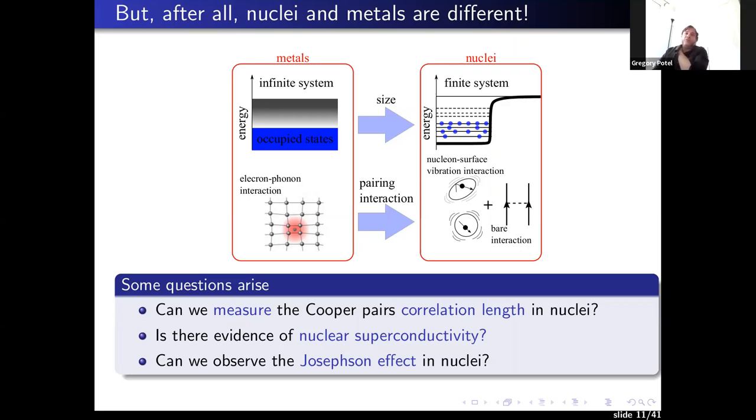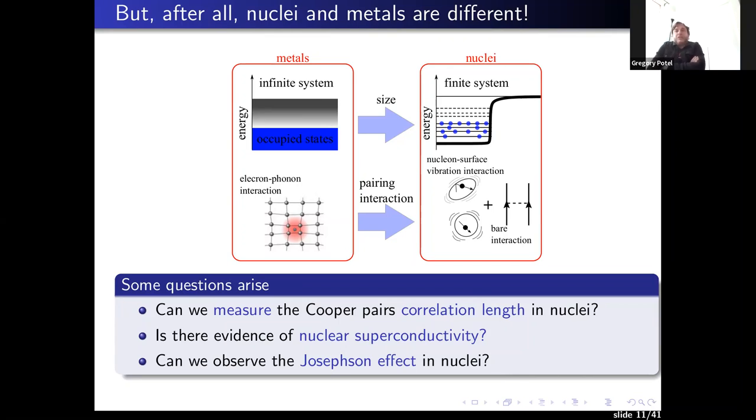The other difference also has to do with the origin of the binding interaction, of the binding pairing interaction. As I said before, in the case of metals, the binding interaction essentially arises from the electron-phonon interaction. So the electrons interact with each other by exchanging lattice phonons. While in nuclei, it is an almost 50-50 mix of the bare interaction, just the strong interaction directly acting between the nucleons, and the induced nucleon surface vibration interaction. So there is also a mechanism by which a nucleon can exchange a collective vibration of the surface of the nucleus. So both of them provide the binding of a nuclear Cooper pair.